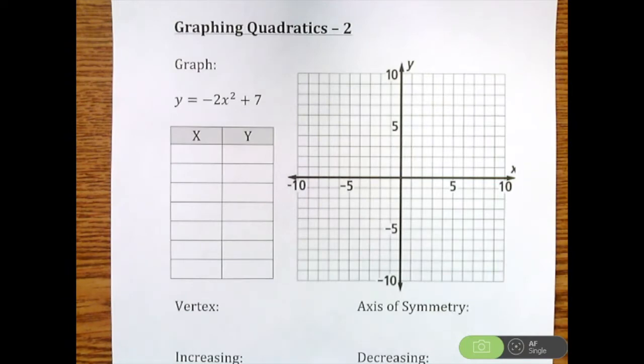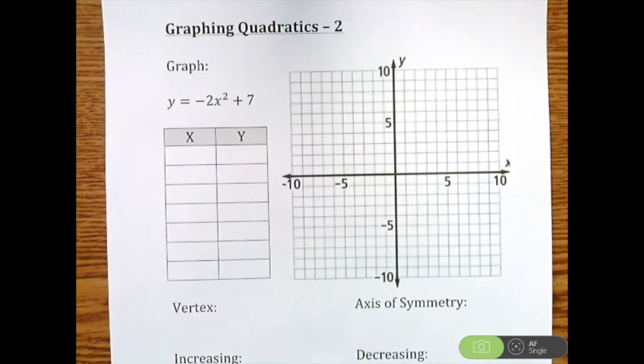If you haven't seen my first of my Graphing Quadratics videos, I strongly recommend you do that because I'm going to move a little bit faster in this one because I don't want to repeat on the same smaller topics. So we're going to graph y equals negative 2x squared plus 7.